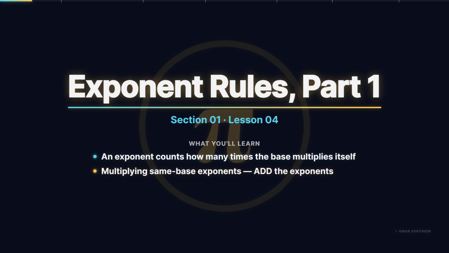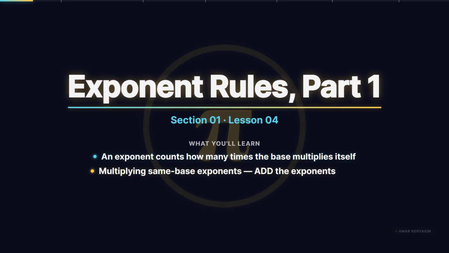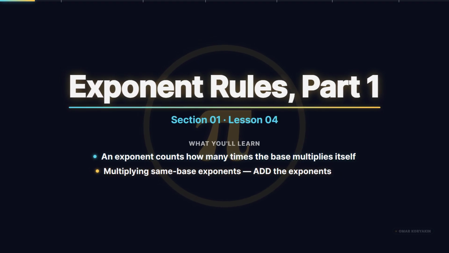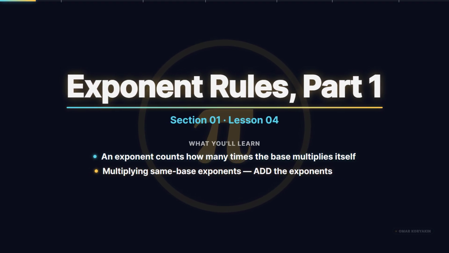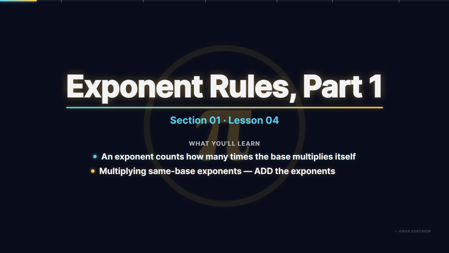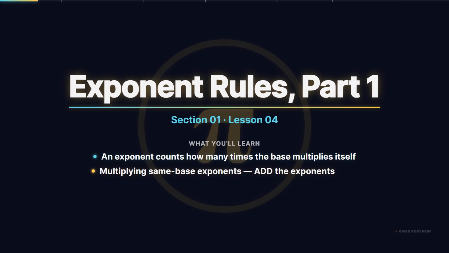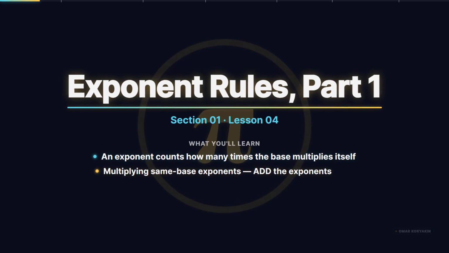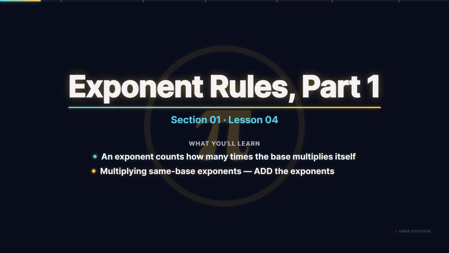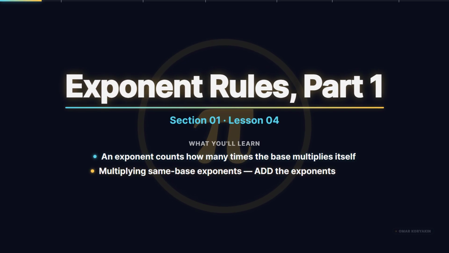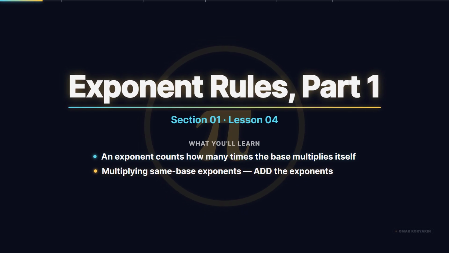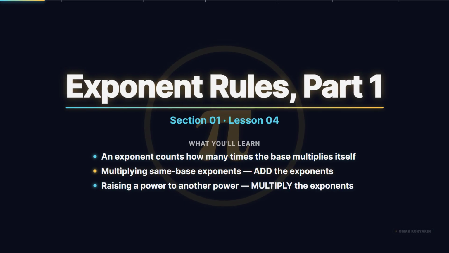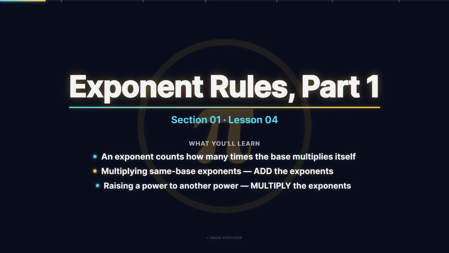Second idea, when you multiply two powers of the same base, you add the exponents, you do not multiply them. So x squared times x cubed equals x to the fifth power, not x to the sixth. The reason is geometric, not magical. x squared expands to 2 x factors, x cubed expands to 3 x factors, and the total count of x factors in the product is 2 plus 3, which equals 5. We will see this expanded out step by step in the concept scene.